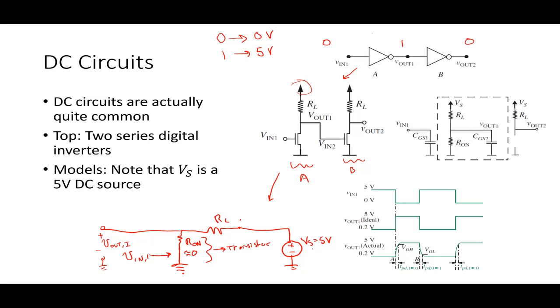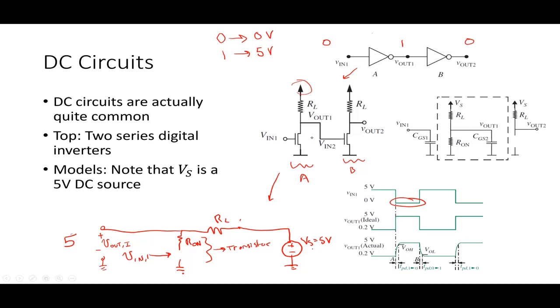So when Vs is 5 volts, this voltage here is going to be about 0. Okay, if I open the switch up, right? So when V in 1 is equal to 0 volts over here, the switch is open, and this voltage V out 1 would become 5 volts.